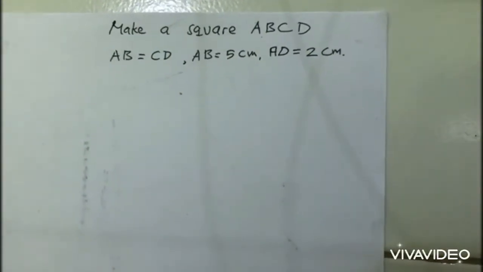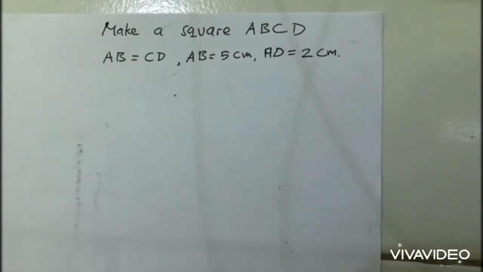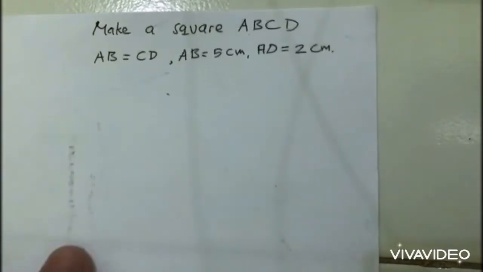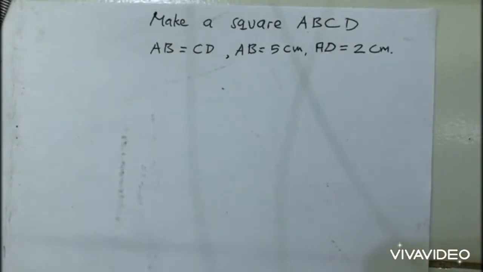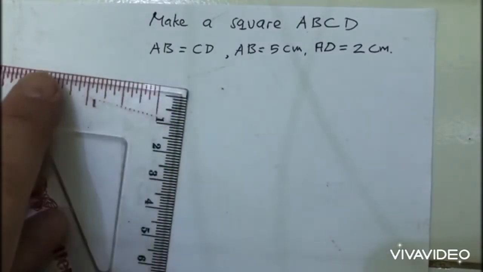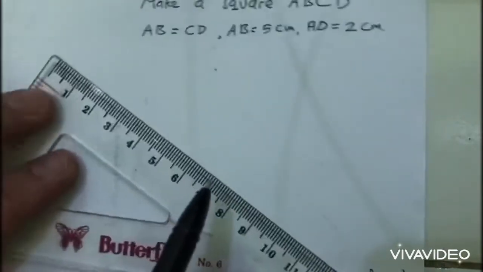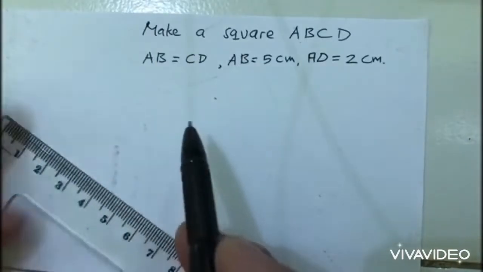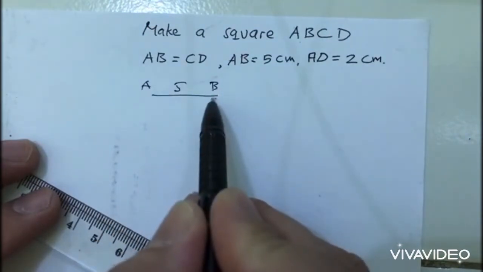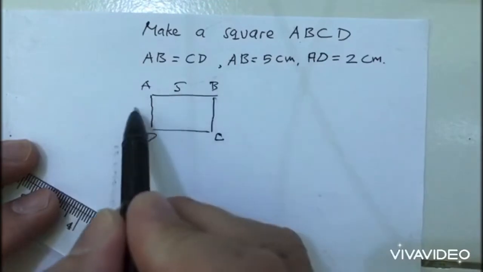Okay, this is the application. This is how we apply it, to draw a parallel and perpendicular line. Before, I taught you how to make a parallel line. To make a perpendicular line easily, we use this and this, the perpendicular side. Now let me show you this one. AB is 5 centimeters, so we sketch first. AB is 5 centimeters, and then BC, CD, DA is 2 centimeters.